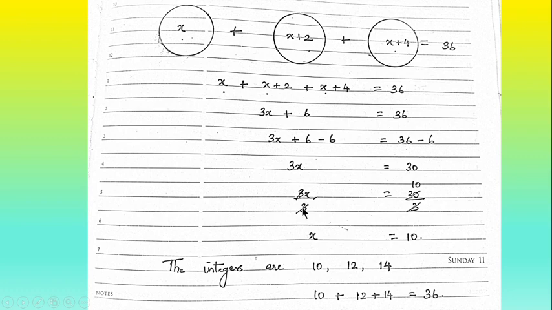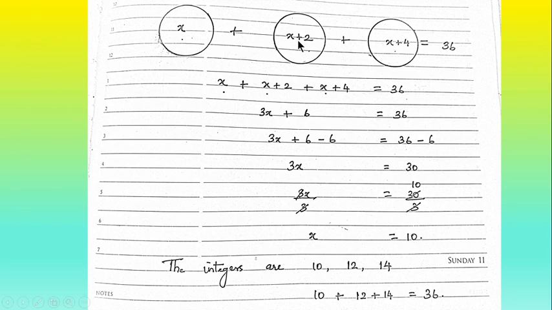So when we divide it, what happens in the left hand side? We'll be having x, and what happens in the right hand side? Just we are going to divide it. Check how many 3's are there in 30. 10 3's are 30. Then we found the value of x. The integers are, since we have assigned x as the first even integer, we have taken as 10.